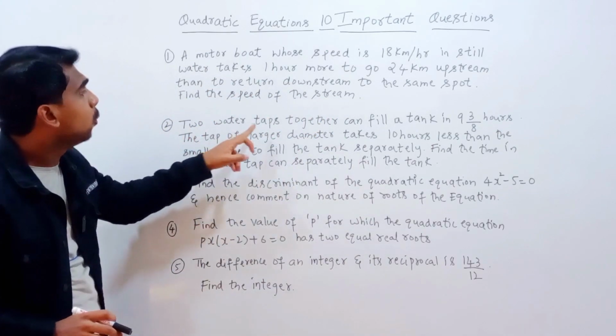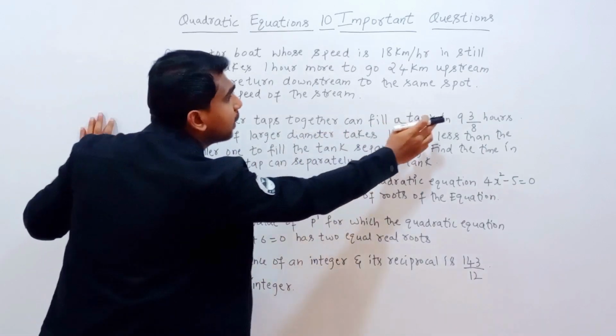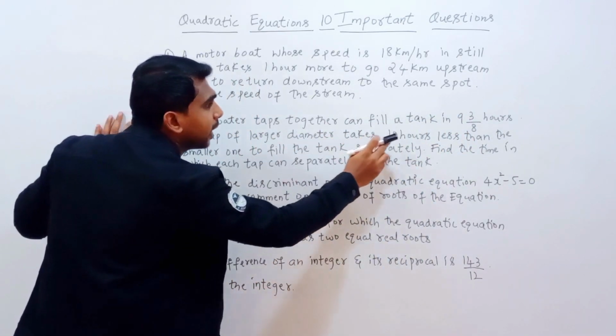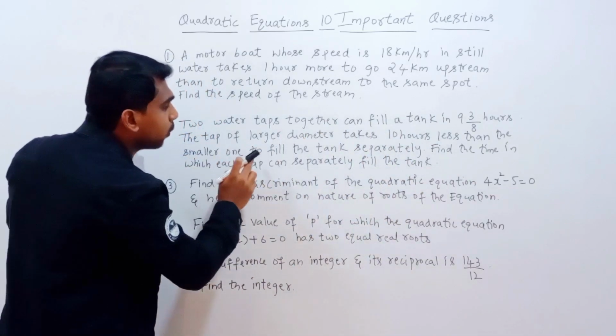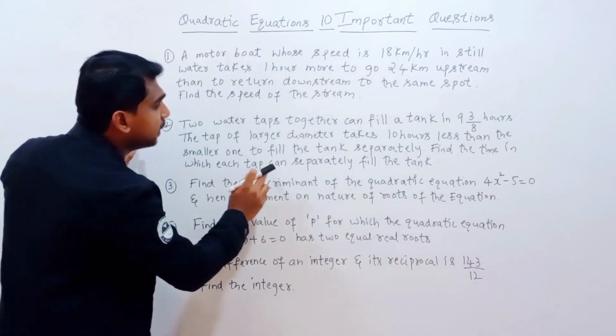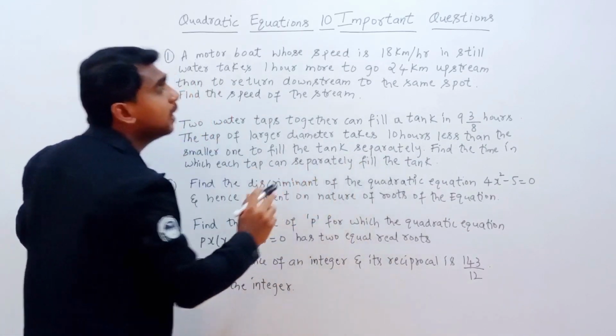Second question. 2 water taps together can fill a tank in 9 3/8 hours. The tap of the larger diameter takes 10 hours less than the smaller one to fill the tank separately. Find the time in which each tap can separately fill the tank.